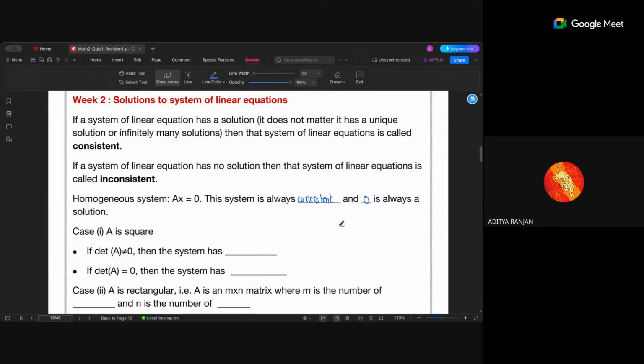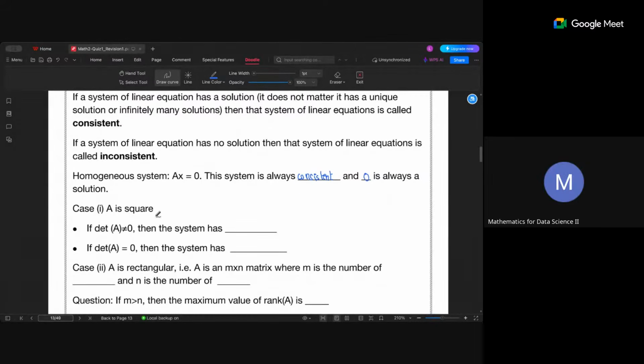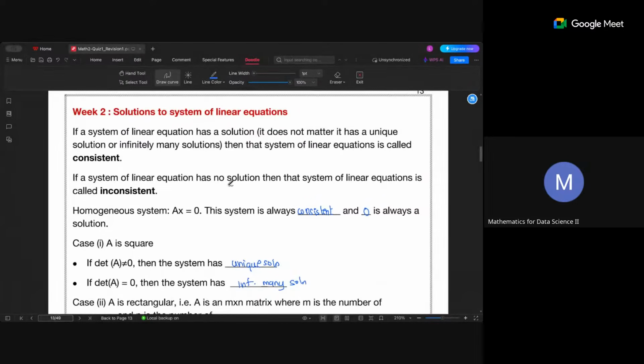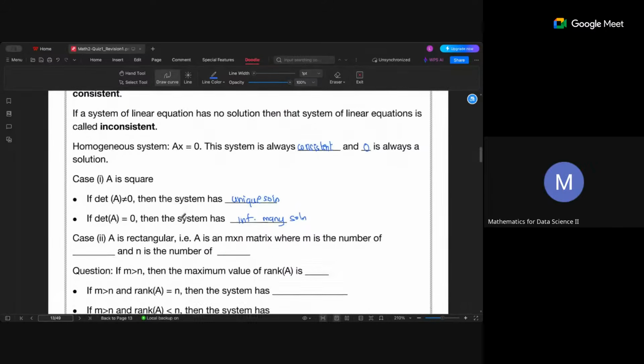Yes, the 0 vector. So if A is a square matrix and the determinant is non-zero, then the system has a unique solution. And if the determinant is 0, then infinite solutions. Be careful, because we already said the system is always consistent. No solution does not happen for Ax equal to 0. So only infinitely many solutions.